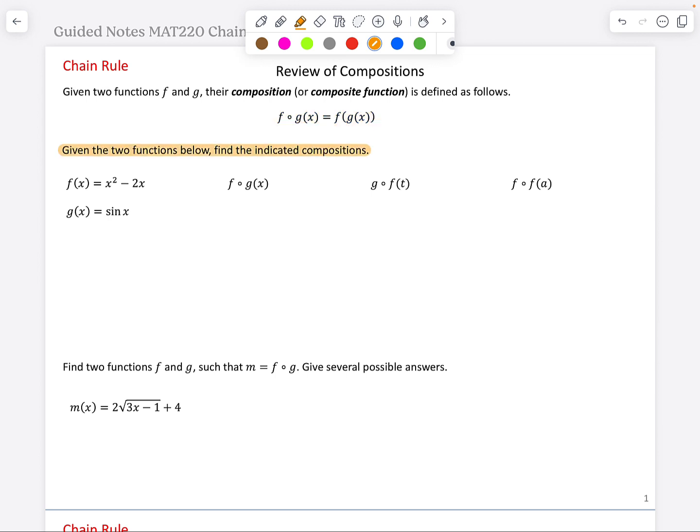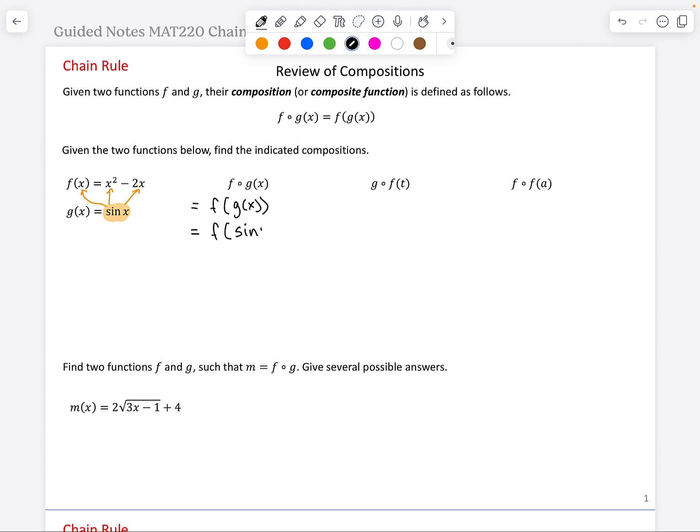Given the two functions below, find the indicated compositions. We have a function f and a function g. The first composition is f of g of x. This is where we take the rule for the function g, which is sine of x, and plug it in for these x's. So in notation, we would say f of g of x.